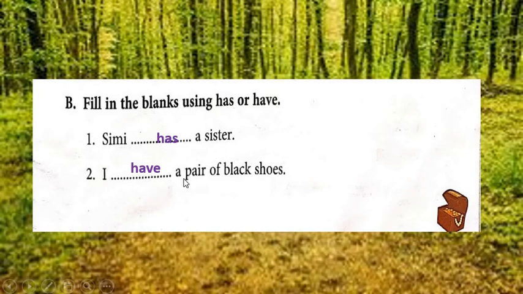I have a pair of black shoes. So, as is also used with one person and have is used with pronoun. We have learnt, no, in the lesson? Yes.